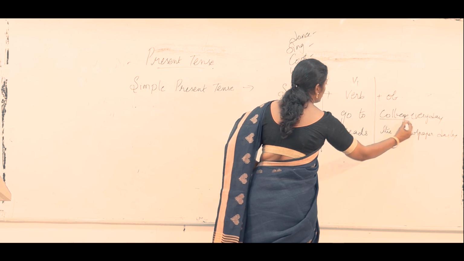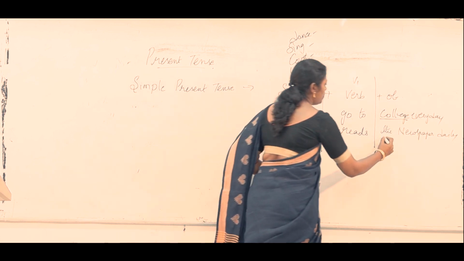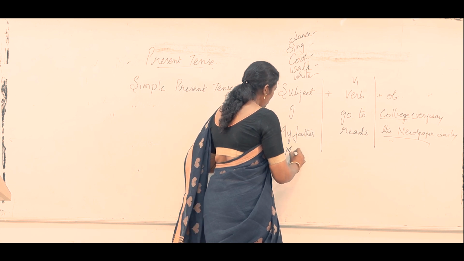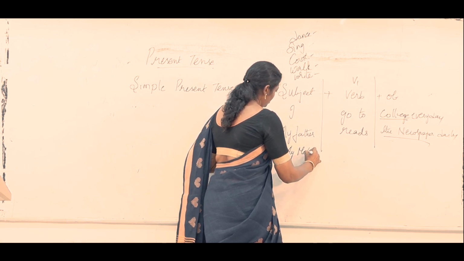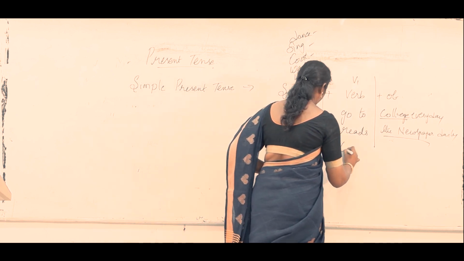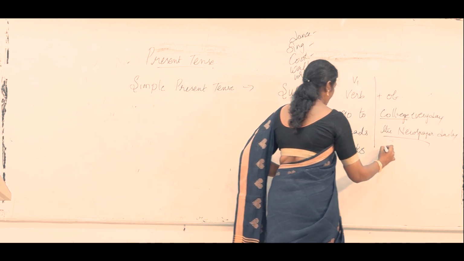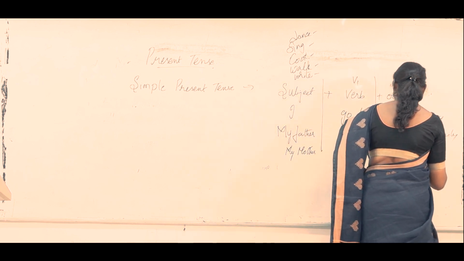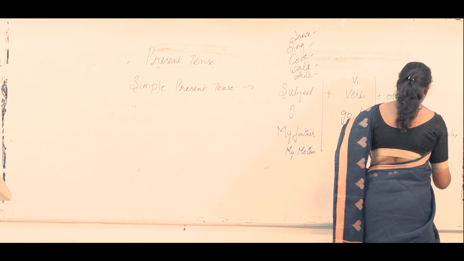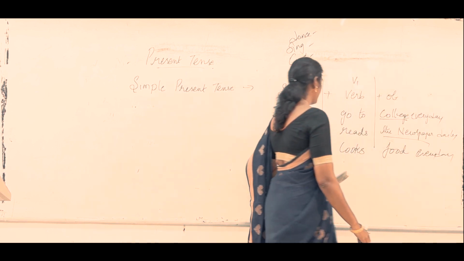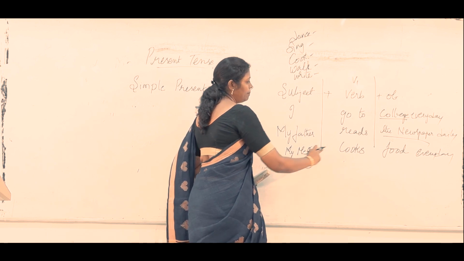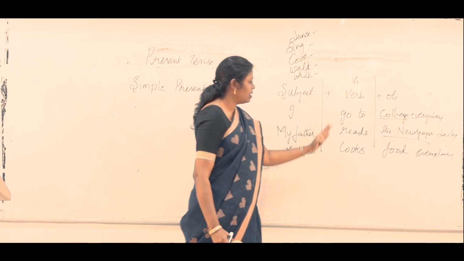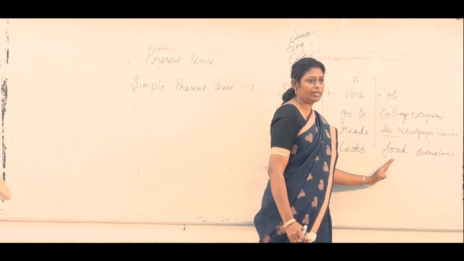Understood? So look at it. I go to college. College is the object here. The newspaper is the object here. Or my mother cooks food every day. So here it is the subject, the verb and the object.